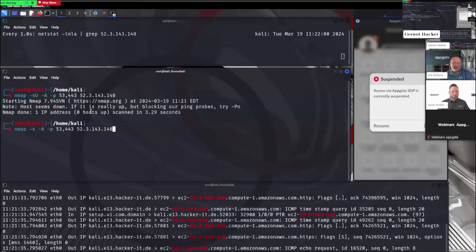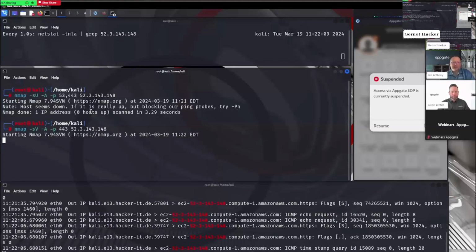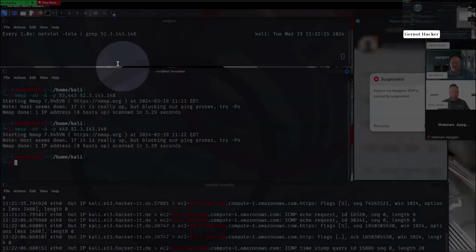And there we have 443 only. So I got that one down and do that. And that's the same as connecting via HTTPS on TCP 443. And you also see 0 hosts up. And also on the top screen, you didn't see any movement.